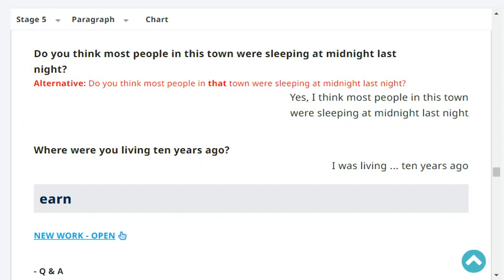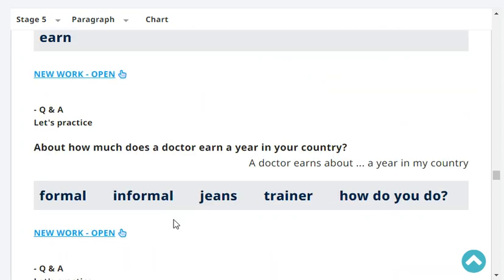Where were you living 10 years ago? I was living here 10 years ago. Very good.